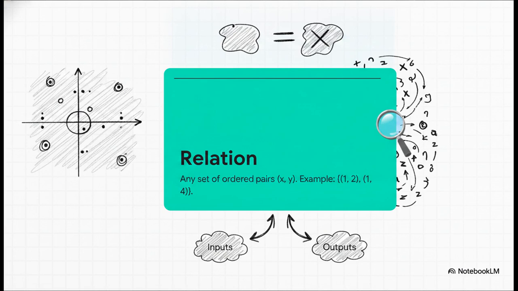It's just a mapping. For example, a set containing the pairs (1, 2) and (1, 4). It can also be expressed as an equation, like x equals y squared. There are no strict rules here about uniqueness. It's basically just any connection between inputs and outputs.